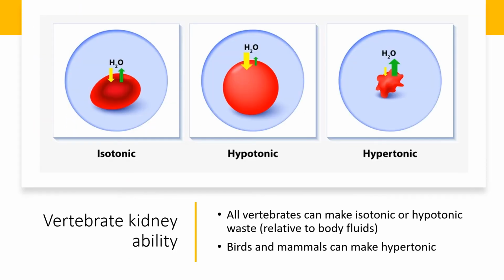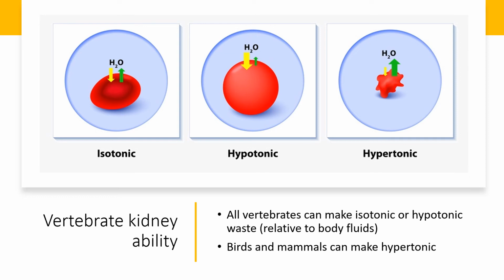Again, one of the very cool things about the vertebrates is vertebrate kidneys can make isotonic or hypotonic waste, which is cool. But birds and mammals actually can make hypertonic waste. So they can make very concentrated urine relative to their body. Again, they don't always make super hypertonic urine, but they can make it.